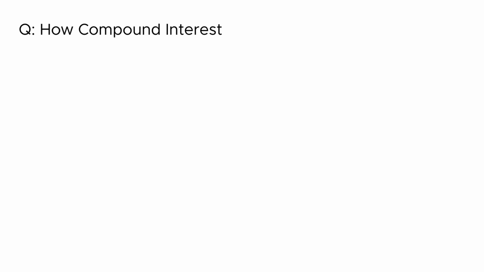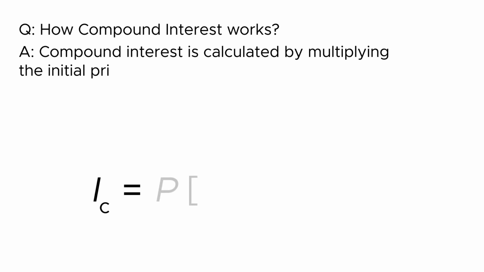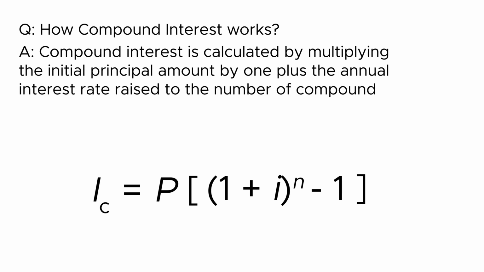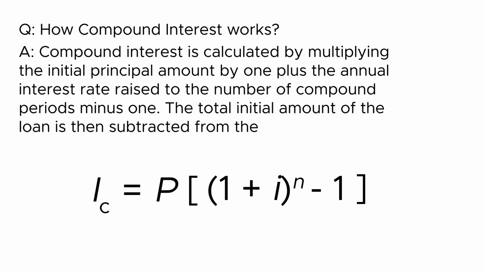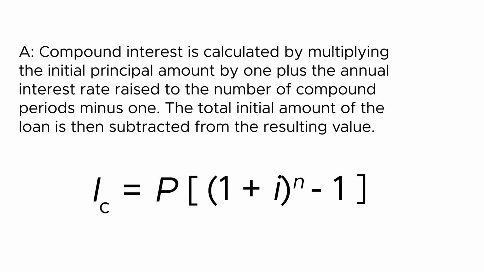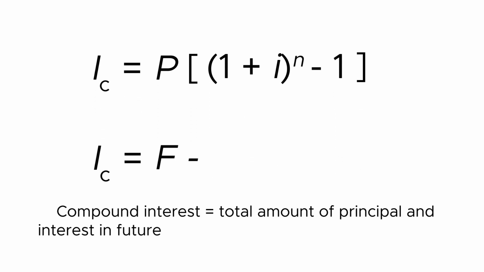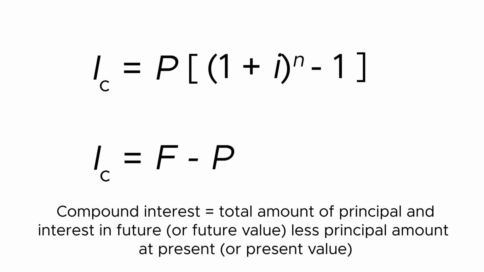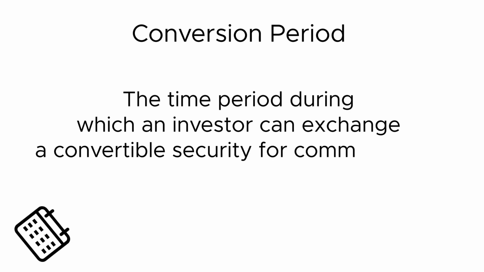How does compound interest work? Compound interest is calculated by multiplying the initial principal amount by 1 plus the annual interest rate raised to the number of compound periods, minus 1. The total initial amount of the loan is then subtracted from the resulting value. Compound interest equals the total amount of principal and interest in the future, or future value, less the principal amount at present, or present value.